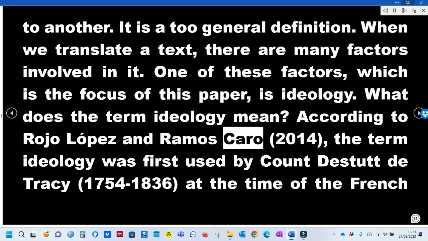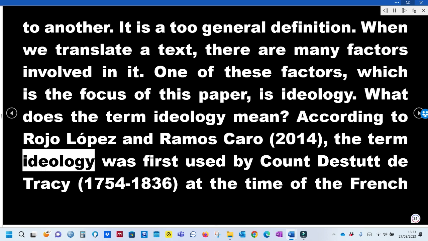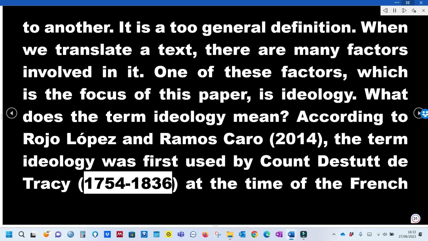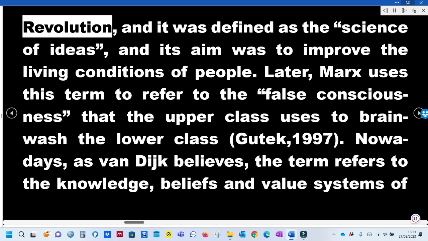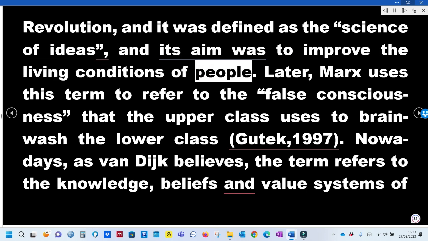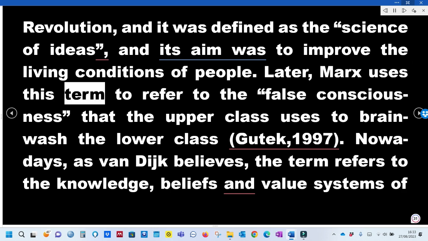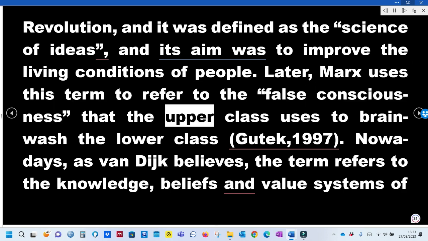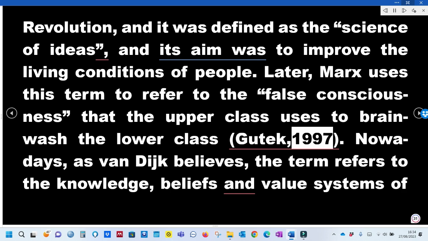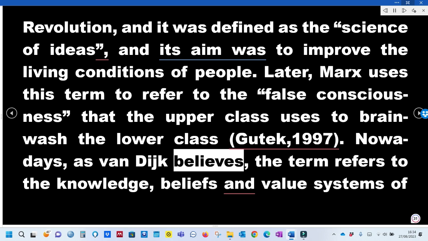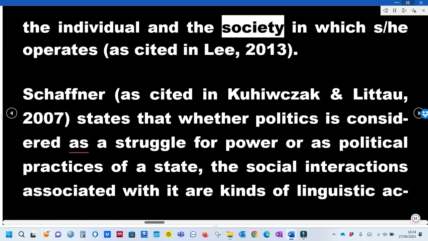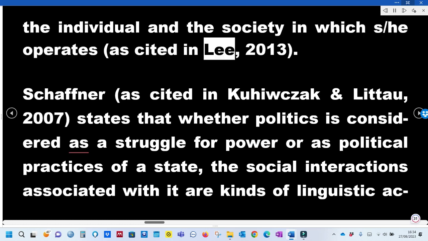According to Rojo Lopez and Ramos Caro, 2014, the term ideology was first used by Count d'Estaing de Tracy, 1754–1836, at the time of the French Revolution, and it was defined as the science of ideas, and its aim was to improve the living conditions of people. Later, Marx uses this term to refer to the false consciousness that the upper class uses to brainwash the lower class, Gutek, 1997. Nowadays, as Van Dijk believes, the term refers to the knowledge, beliefs and value systems of the individual and the society in which he operates, as cited in Lee, 2013.